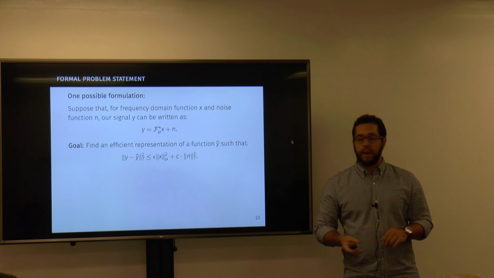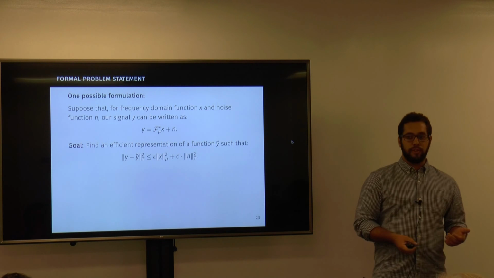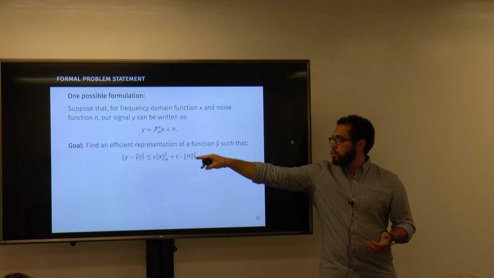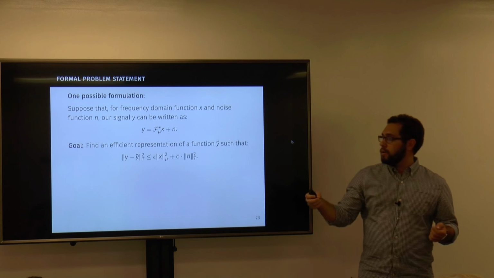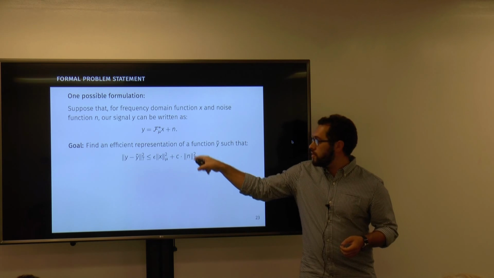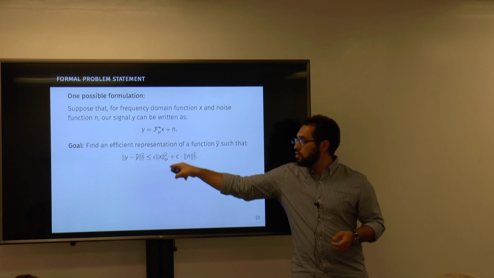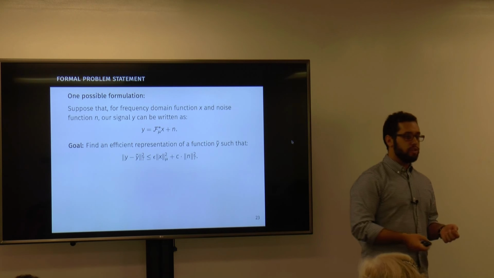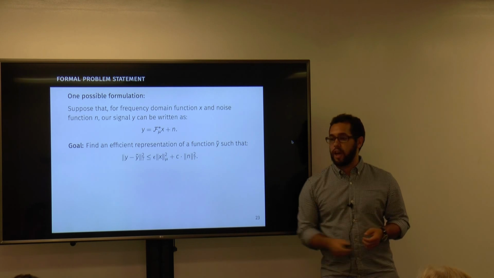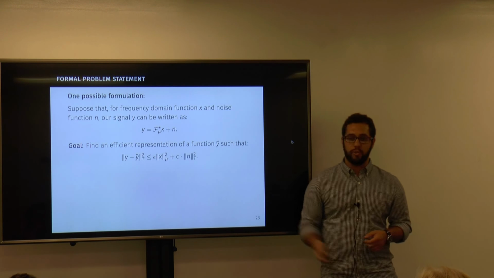And our goal is to find some efficient representation of a signal y tilde such that y minus y tilde is small. By small, I mean it's less than a term that depends on, I'll define these norms in a second, an energy term on x, which is the underlying true Fourier transform, plus a constant times the size of the noise we added to our samples.